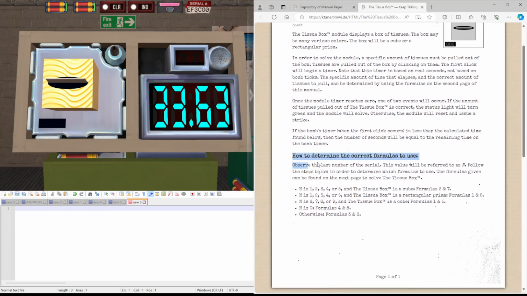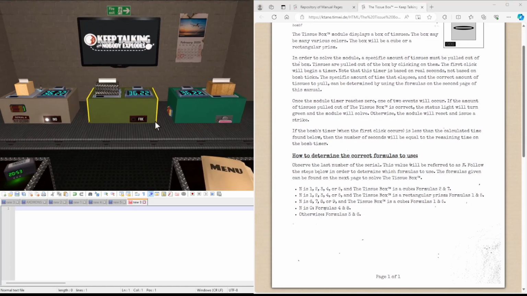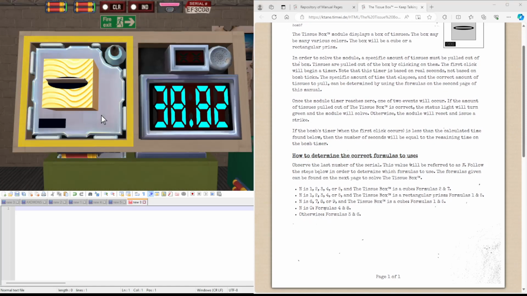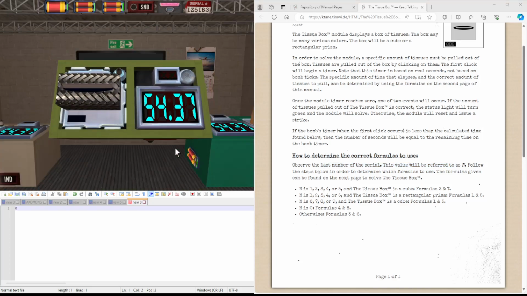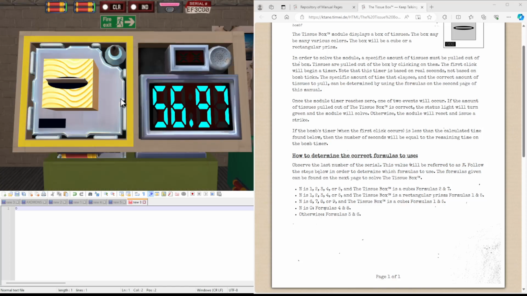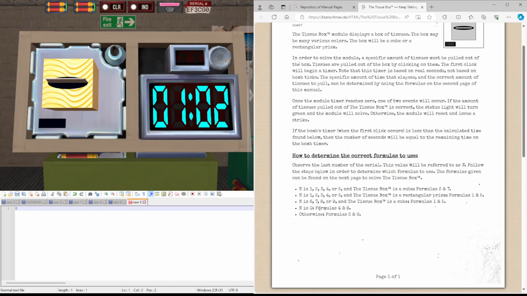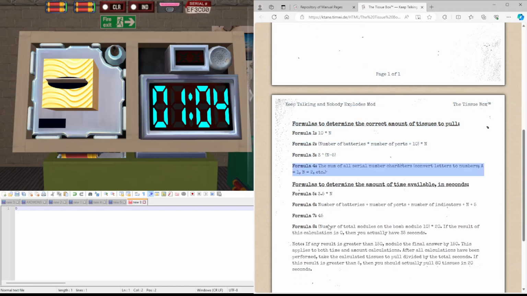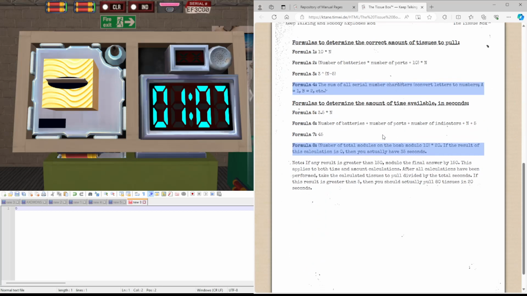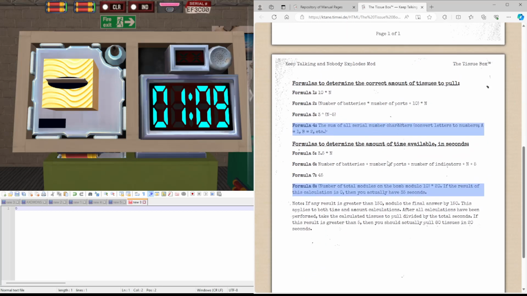This relies on the serial number, so that is why I've loaded up 3 separate ones. So, observe the last number of the serial. Its value we refer to as n, so in this case the number is 0. And we're going to find which formulas we're going to use. So, n is 0, refers to this rule, so we're going to be using 4 and 8 to calculate the tissues to pull and the amount of time.